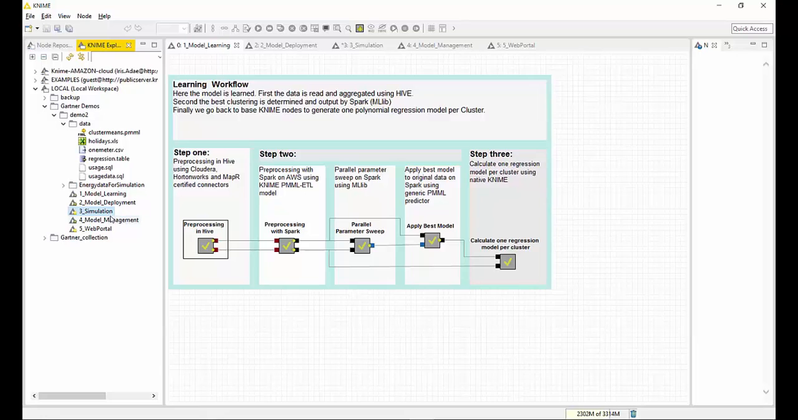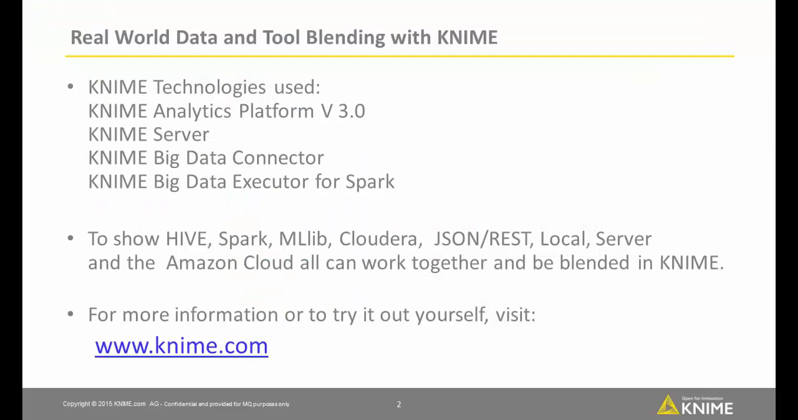That completes our little demonstration. We've covered quite a bit. Let me summarize quickly. We've used a number of KNIME technologies. First, the KNIME Analytics Platform, version 3 with its new look and feel. We've enhanced that with extensions for the KNIME server, the Big Data Connector, and the Big Data Connector for Spark. In that way, we've been able to mix and match Hive, Spark, MLlib, and Cloudera. We've shown JSON as well as the local and server combinations, all combined with the Amazon cloud.